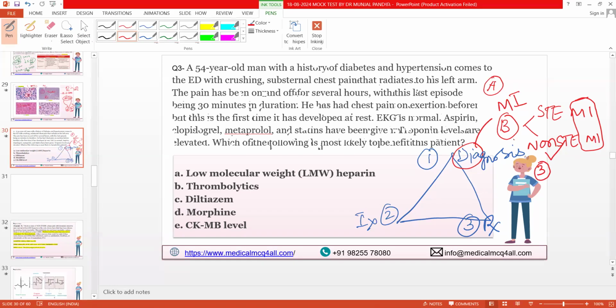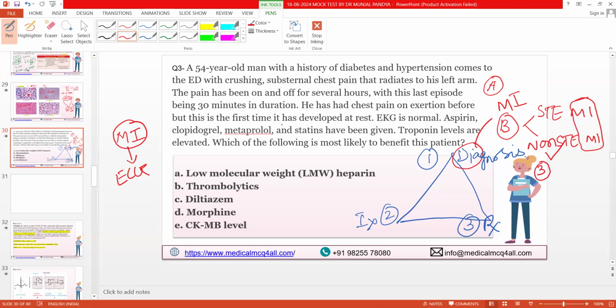Because at rest it's not occurring only on exertion. So forget about what happens at rest, right? Just for everyone's learning, MI is absolutely a diagnosis of the ECG. Whether it is at rest, after food, before food, morning, afternoon, evening, weightlifting, non-weightlifting, tension, no tension, slept well, not slept well, forget about all the history. When you want to diagnose MI, you look at the ECG.